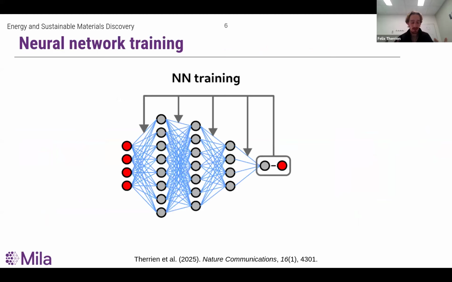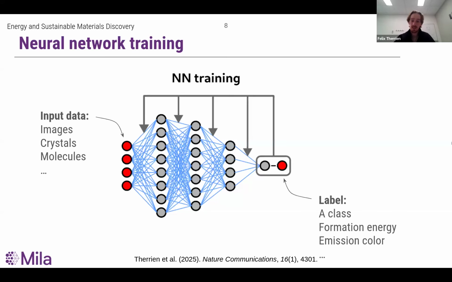So now I'll talk about this generation step. Okay, so a normal neural network works this way. You've probably seen images like this before. This is an image of a neural network. So you start with some input data. Those are the circles in red. And that could be images. That's the typical ML way. But for the cases that we're interested in, that can be crystals or molecules. So that's what you input. And then you have this output that is a label on this data.